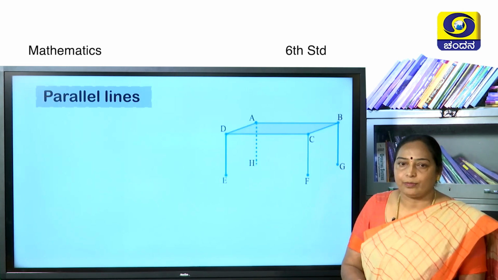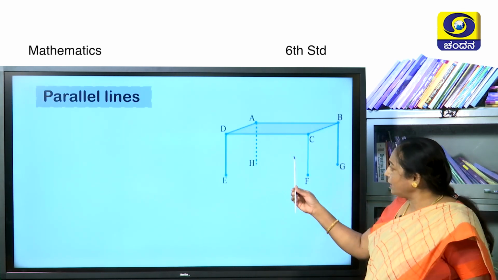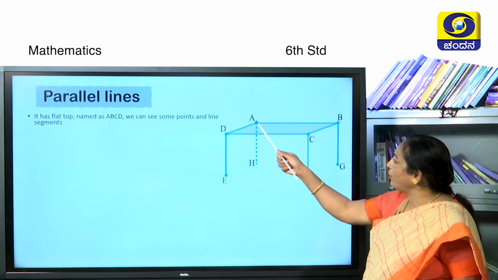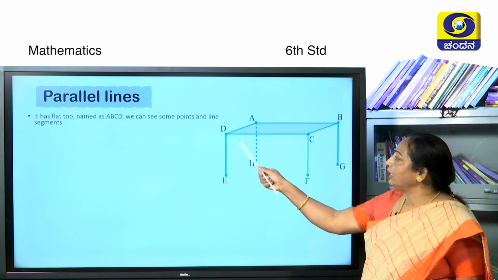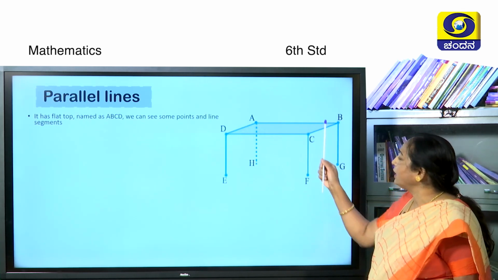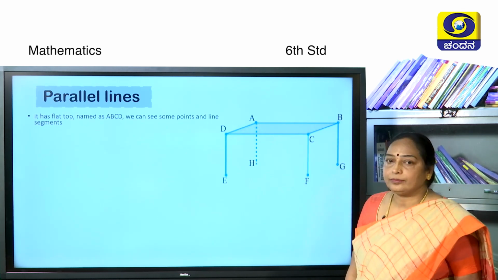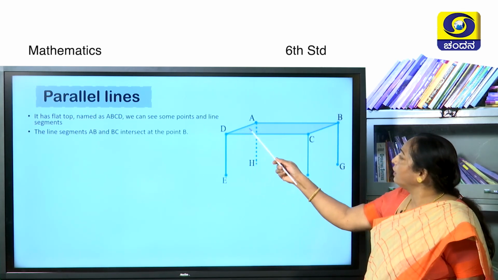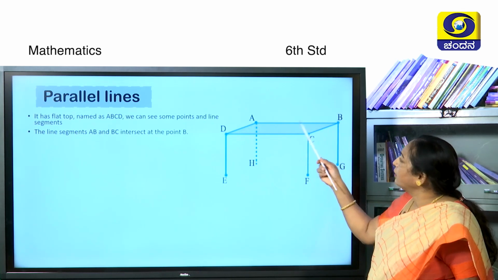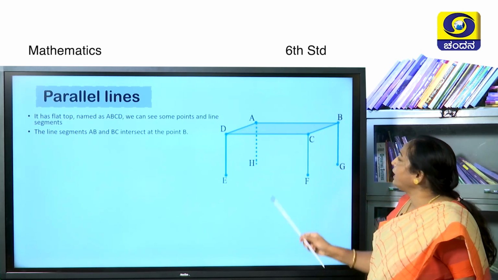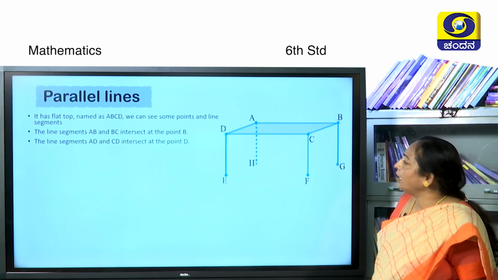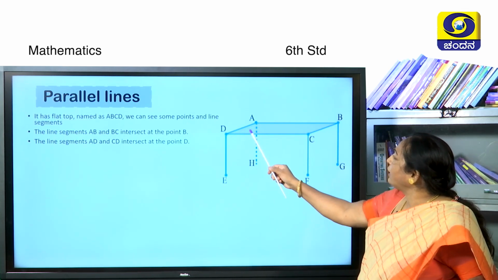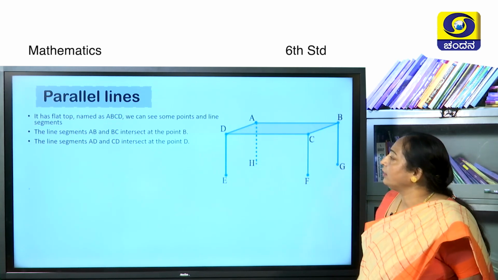Let us discuss parallel lines. Look at this table. It has a flat top named A, B, C, D. We can see some points and line segments. The line segments AB and BC intersect at B. The line segments AD and CD intersect at the point D.